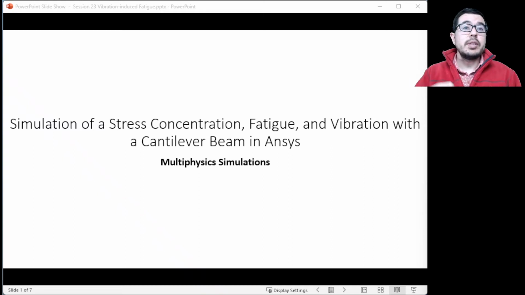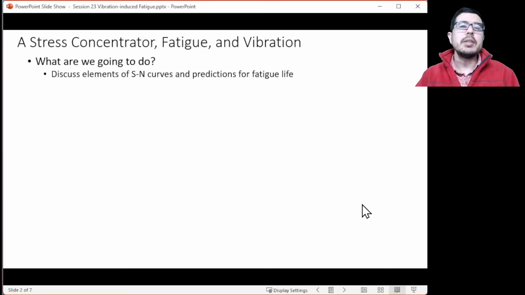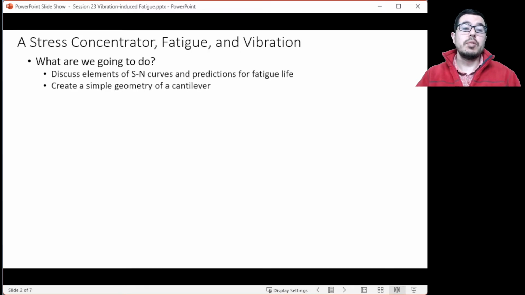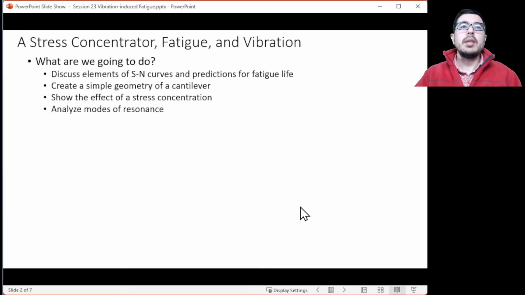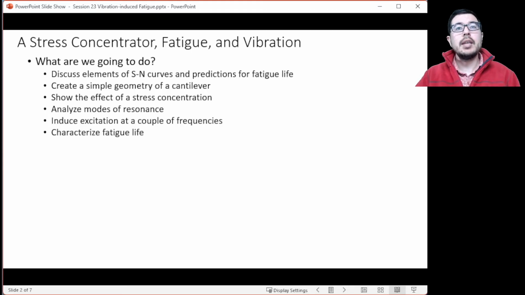In this video, we will discuss the simulation of a stress concentration, fatigue, and vibration with a cantilever beam in Ansys. We will discuss elements of SN curves and how we use them to predict fatigue life. We'll also create a simple geometry of a cantilever for us to analyze. And we'll show the effect of a stress concentration on this cantilever beam. We'll analyze modes of resonance. We'll induce excitation at a couple of frequencies for harmonic or frequency analysis, and we'll characterize fatigue life.